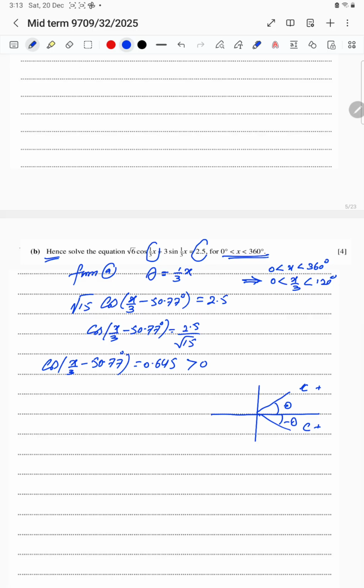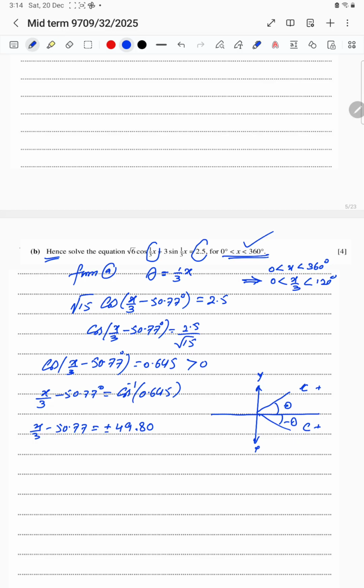So with the calculator, once you will solve x by 3 minus 50.77 degree will give you cos inverse of 0.645. Calculator mode should be in degree because your domain is in degree. So x by 3 minus 50.77 gives me 49.80. Here y is positive here and function is negative here, so I have both results of it. It can be this or this.